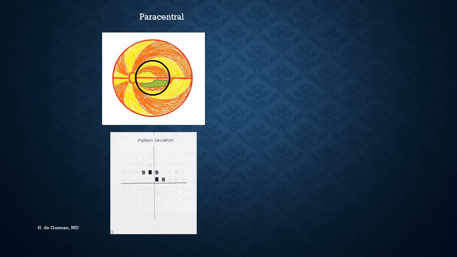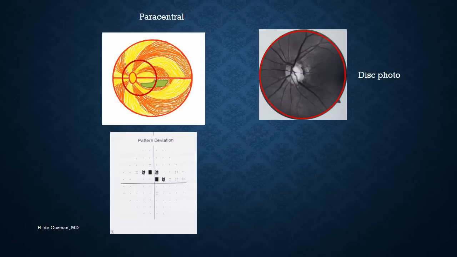The way I've been showing it to you so far is to match the visual field with the corresponding appearance as if you were looking at a disc photo. This is the actual disc photo that goes with this visual field. See the RNFL wedge defect that corresponds with our paracentral defect. The area encompassed by the disc photo is shown here on the schematic diagram.